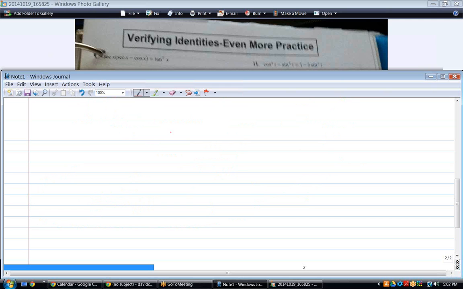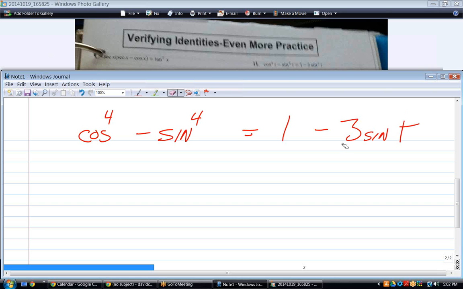You might have to interpret there. Does that say cosine fourth? Yeah, cosine fourth t minus sine fourth t equals 1 minus 2 sine squared t. It looks like a 3 to me. Yeah, that's a 2. It is a 2? Yeah.